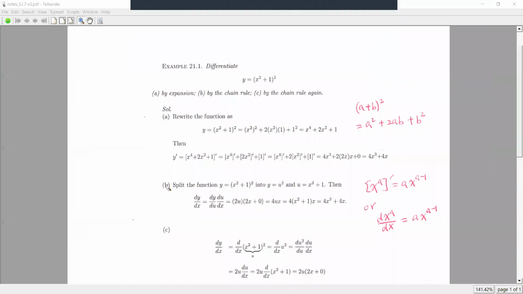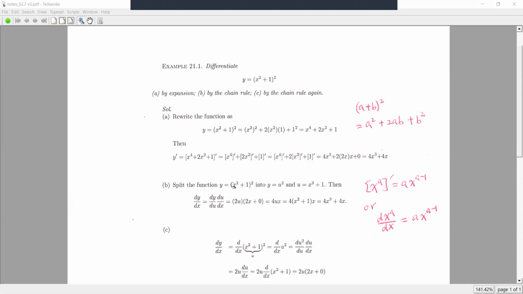Solution to part B. Find the derivative by the chain rule. In order to use the chain rule, I split the given function into this function and this function. Then I have y depends on u, u depends on x. If I plug in x squared plus 1 in the u here, then I get back to the given function. So the given function is a composite of this function and this function.